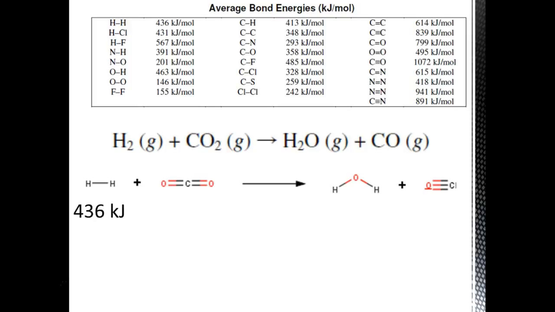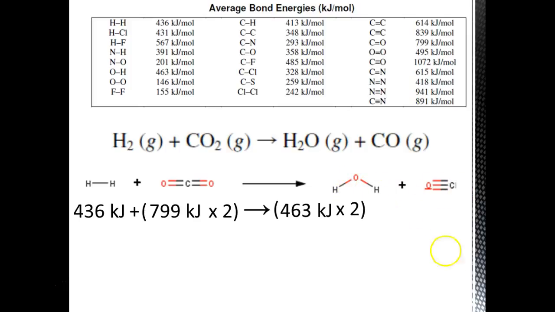So we have a hydrogen-hydrogen bond with 436 kilojoules per mole. We have a carbon and an oxygen, which is double bonded to one another. And so, again, we can go up here and we're going to say, all right, so that's 799 kilojoules per mole. But there is one set here and there's another set here, so we're going to take that times 2. And then on the other side of the reaction, we have a water molecule with 2 oxygen-hydrogen bonds. So an oxygen-hydrogen bond here, an oxygen-hydrogen bond here. So I'm going to take that times 2.